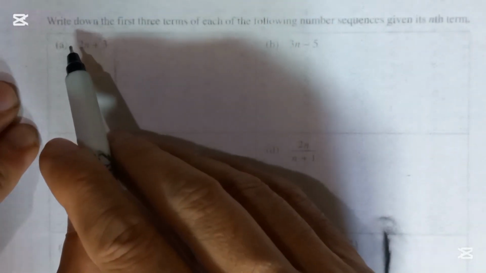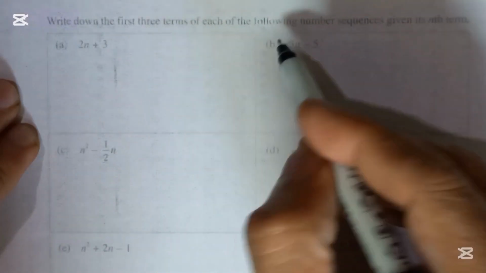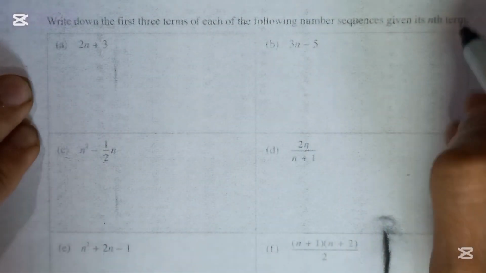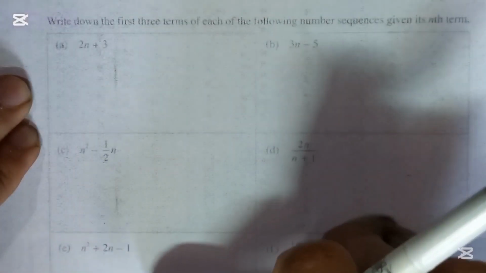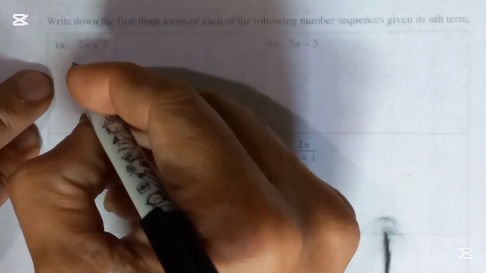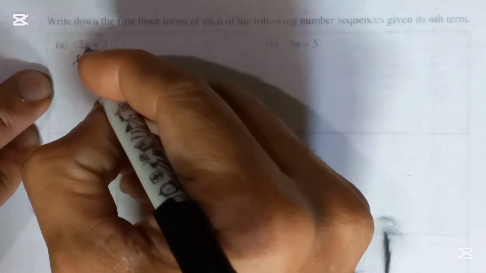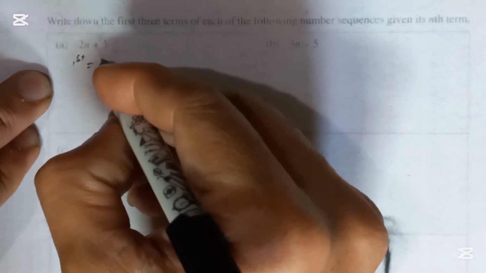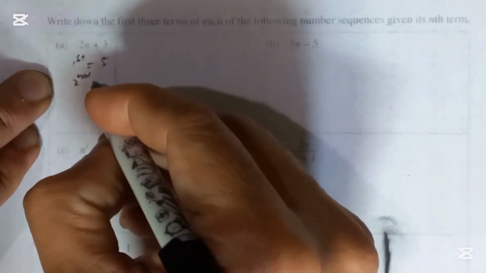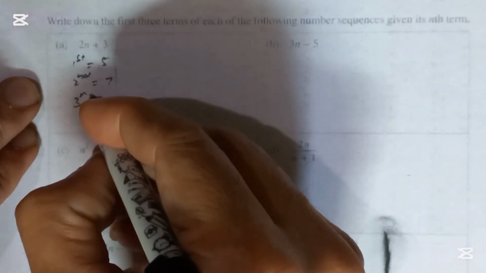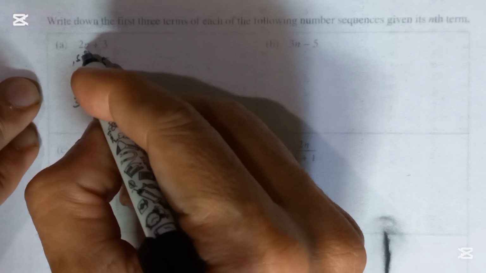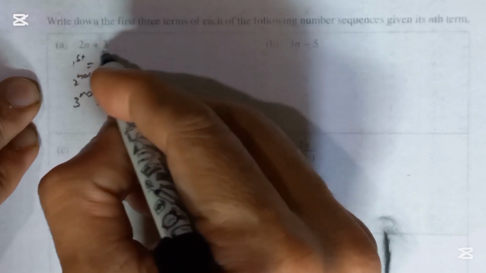The statement of the question is: write down the first three terms of each of the following number sequences, given its nth term. So look at the nth terms. All questions are the same, all parts are the same. The first term can be found by putting 1 in the formula, so 2 ones are 2 plus 3 will be equal to 5. Second term, by putting 2 in the formula, 2 twos are 4 plus 3, 7. Third term can be found by putting 3 in place of n, so 2 threes are 6 plus 3, 9. So these are the first three terms of the sequence having this nth term.